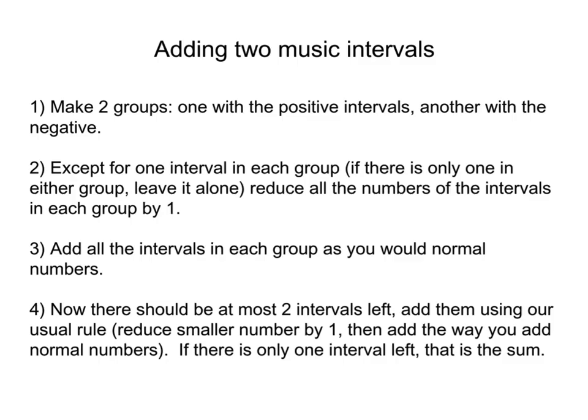Add the intervals in each group separately. You add all the positive ones, you add all the negative ones. Now you should have at most two intervals left. Add them using the usual procedure for intervals.